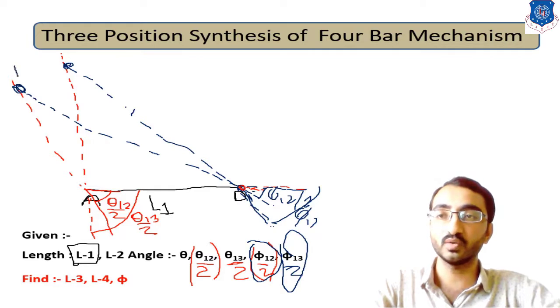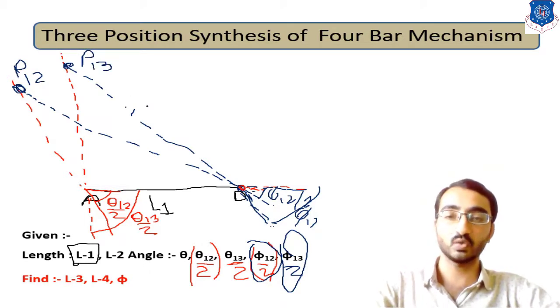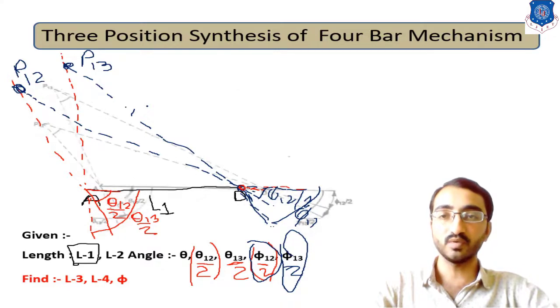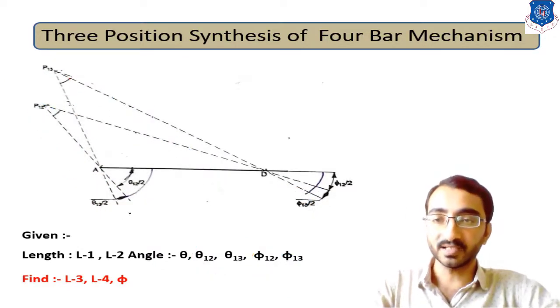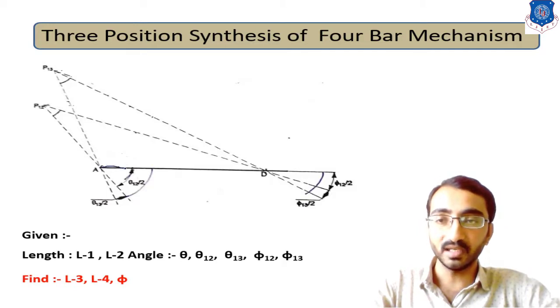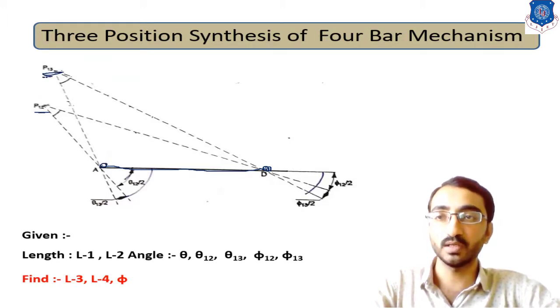Okay, so this one is known as pole number P12, that is position 1 2, and this one is known as pole number P13, that is position for first reference to the third. Okay, so in this way we can sketch the lines. If you consider the proper sketch, then you will get this AD line, that is your reference line, and with respect to this reference line, you have obtained position 1 2 and position 1 3, that is pole P12 and pole P13.